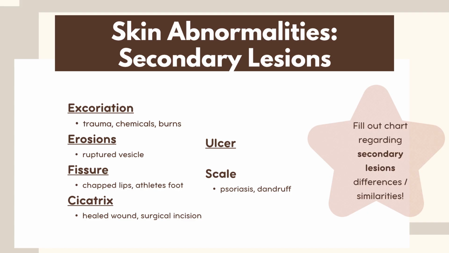And erosion is a loss of the superficial epidermis that does not extend into the dermis. And so it's going to be a depressed, moist area. This is if a vesicle, again a primary lesion, were to rupture. Sometimes scratch marks will be an erosion as well, or the aphthous ulcer, aka a canker sore.